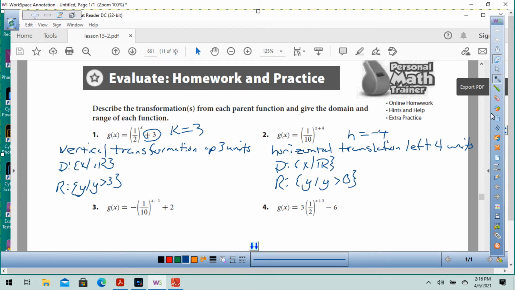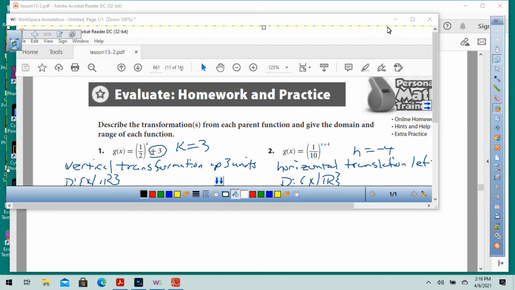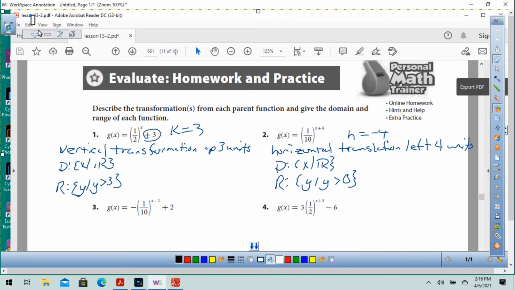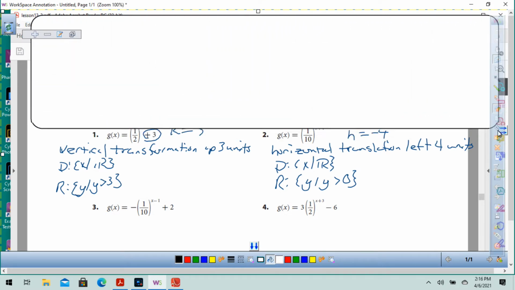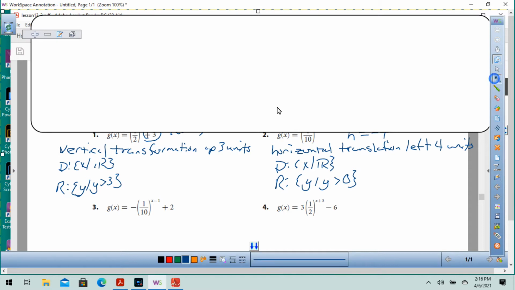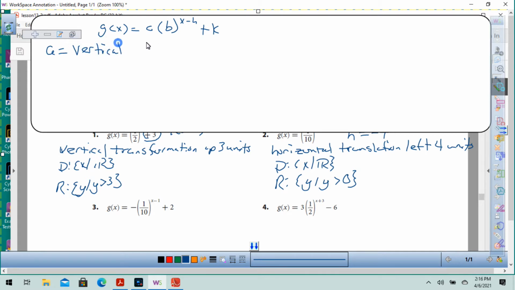All right, so starting to put some of this together here. We've got the equation g of x equals a times b to the x minus h, plus k. So a is going to be a vertical stretch or compression.